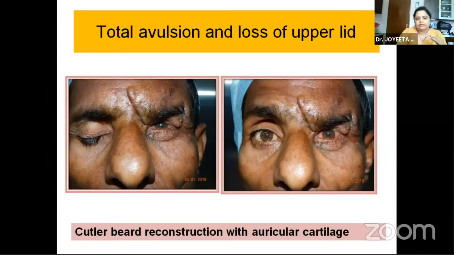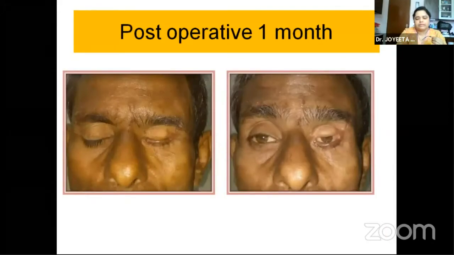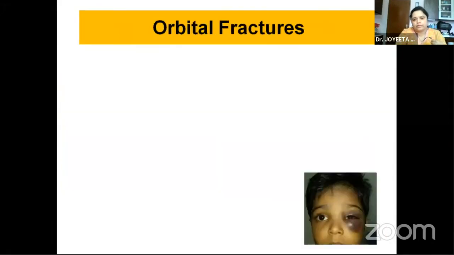You also may get cases like this. There is a cow horn injury. There is total avulsion and loss of the upper lid. Cutler-Beard reconstruction with auricular cartilage has been done, and this is the final post-operative 1-month picture.